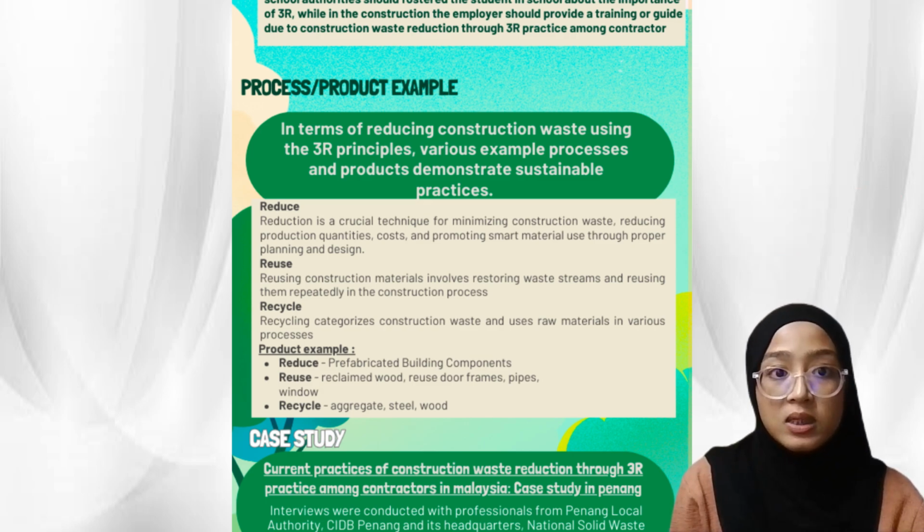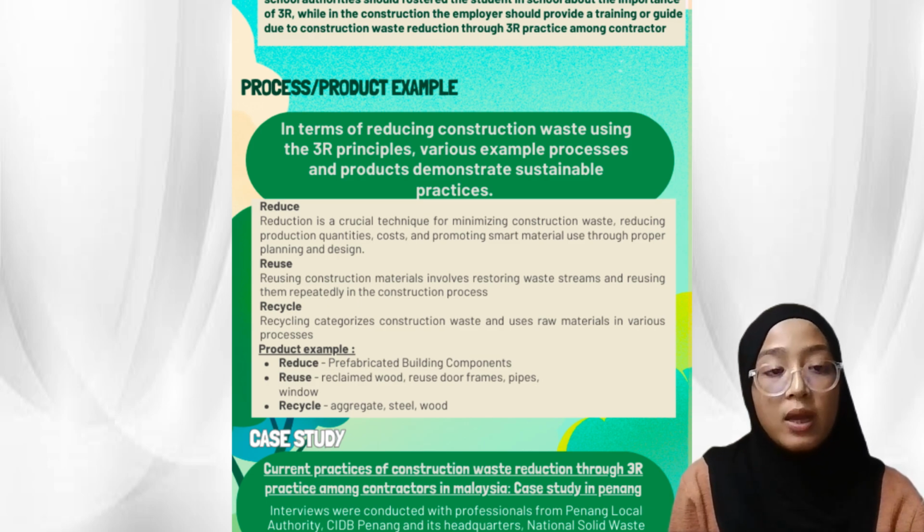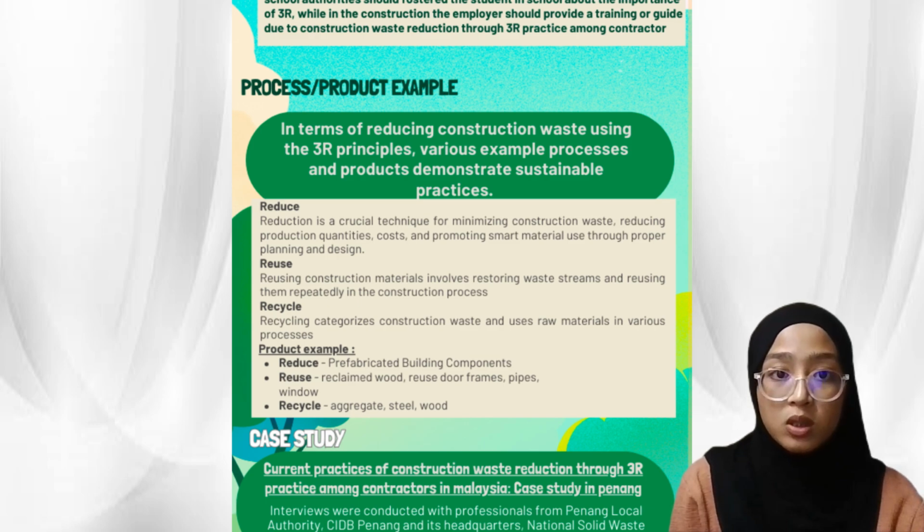I will be presenting about product examples of 3R in construction. So the first is reduce. We can reduce waste using prefabricated building components such as walls, floor and roof sections, which exemplify the reduction principle by being manufactured in controlled factory environments. This approach ensures precise material use and minimizes on-site construction errors, thereby reducing waste compared to traditional methods.